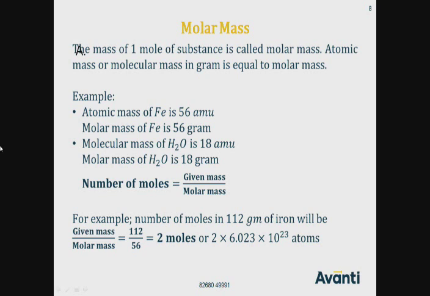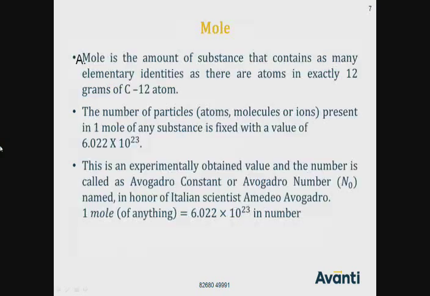The value of the mole is 6.022 into 10 to the power 23. See, this is written at the bottom, that 1 mole is equal to 6.022 into 10 to the power 23. The magnitude will be the same. For example, the atomic mass of nitrogen is 14 AMU, but the molar mass of nitrogen is 14 gram per mole. This is the only difference. The units get separated over there.